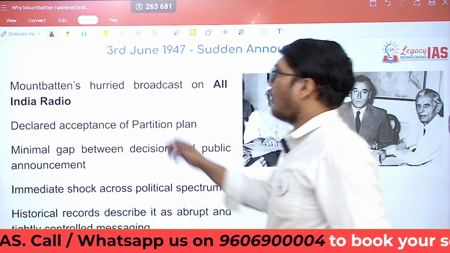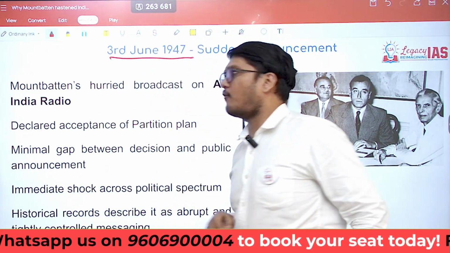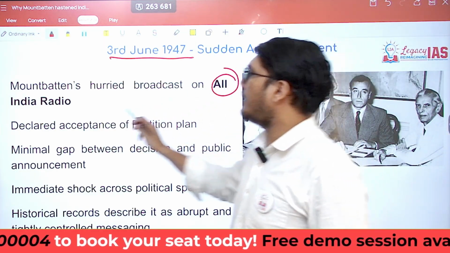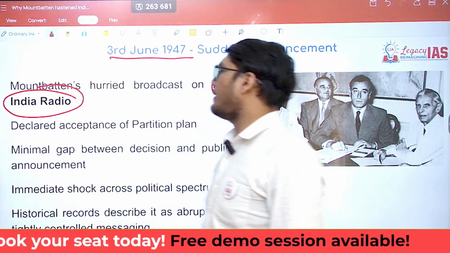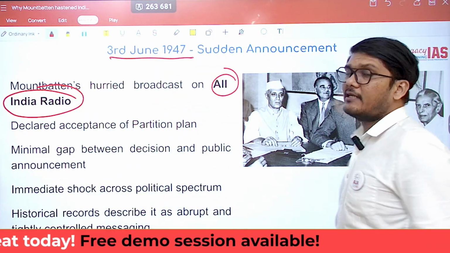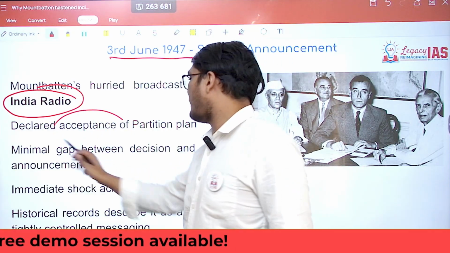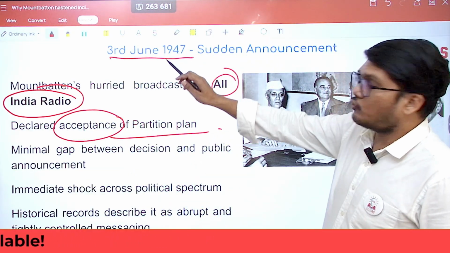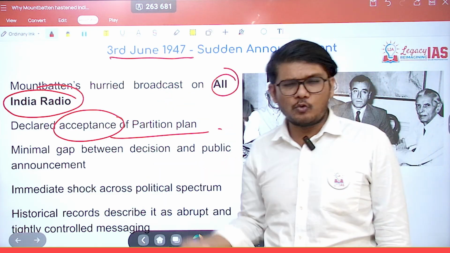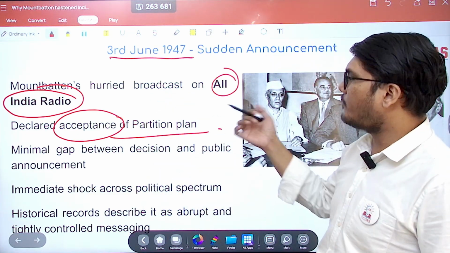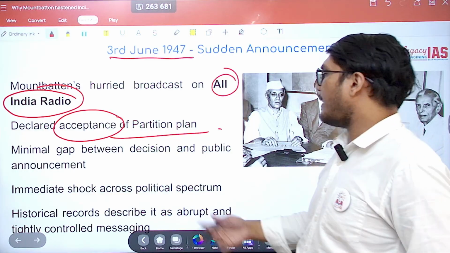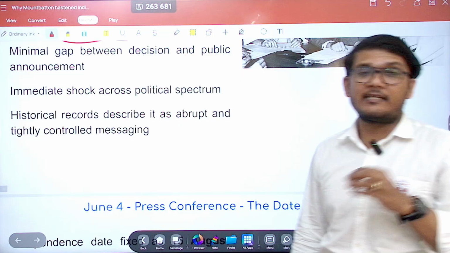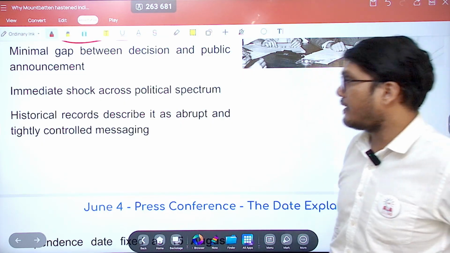Now, what happened on 3rd of June 1947? Mountbatten made a hurried broadcast on All India Radio on 3rd June 1947, wherein he declared that he had accepted the partition plan, right? So on 3rd June, that means just 2 months and 12 days before, he says this, wherein there is a very minimal gap between this date and the date on which we would achieve our freedom.